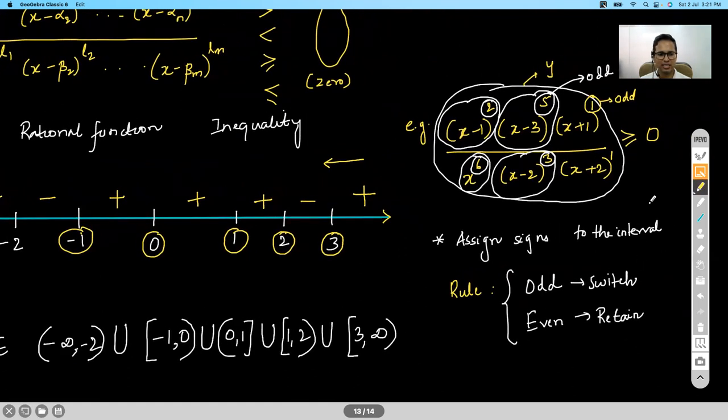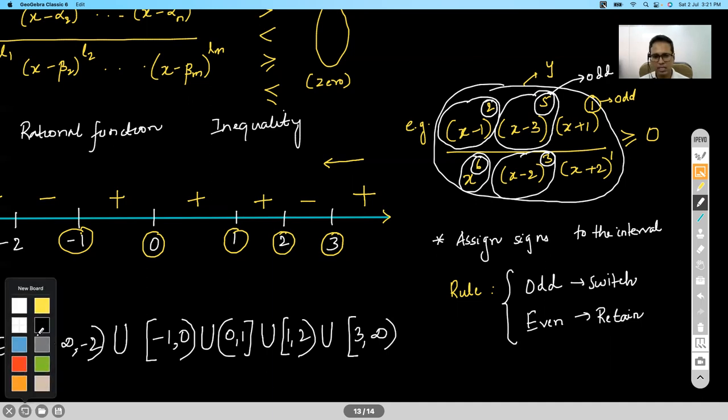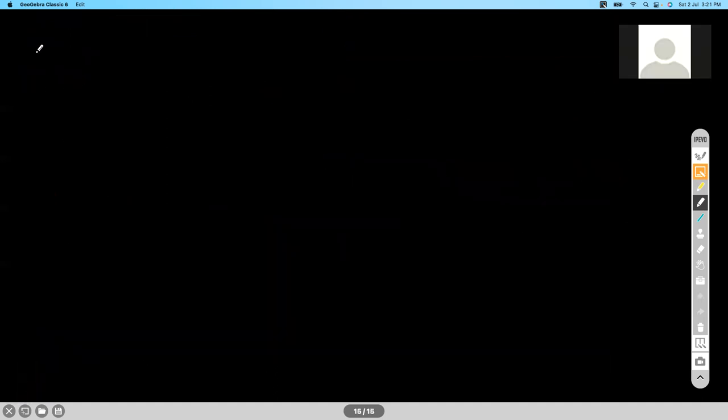Guys and girls, earnest request not to keep any doubts with respect to this concept, because this is going to be a deciding factor in many of our subsequent concepts. So please make sure you are 110% sure about how this rule works. May I go to the question now? Yes, sir. Okay. Thanks a lot, Mahesh.